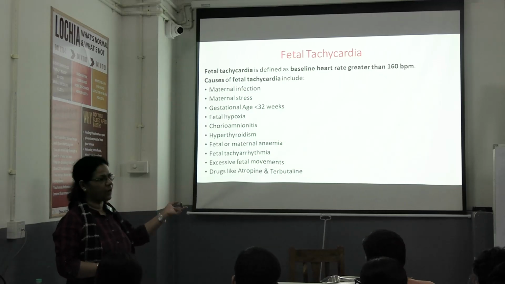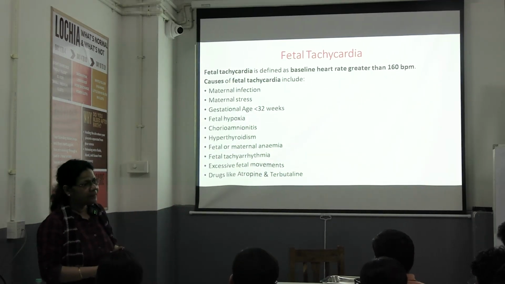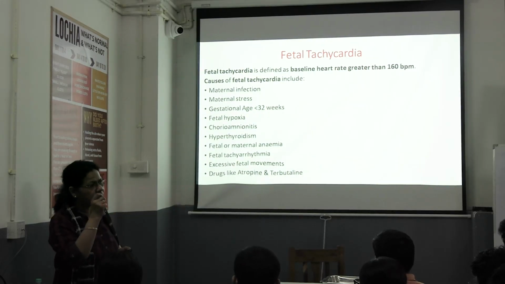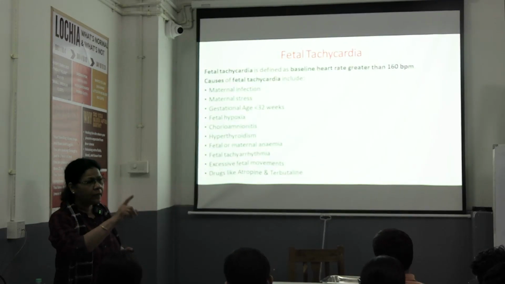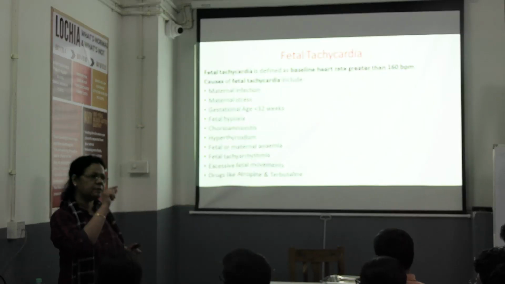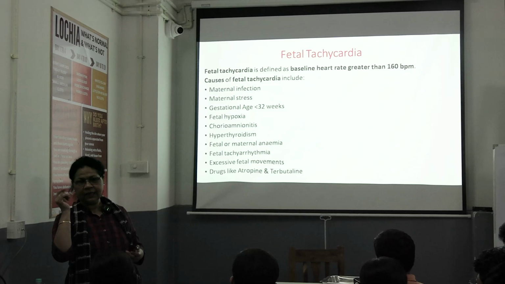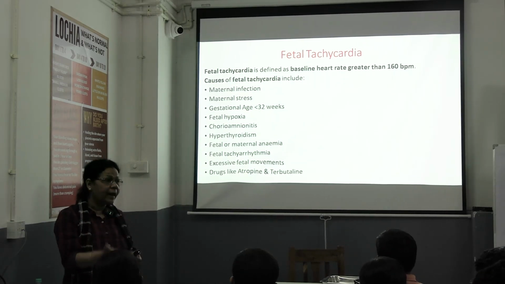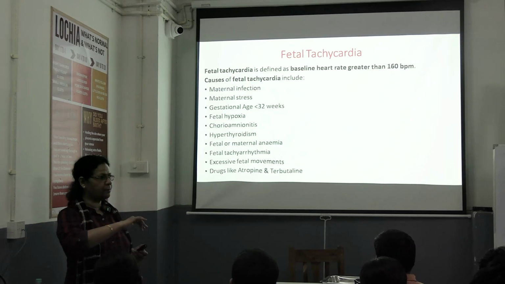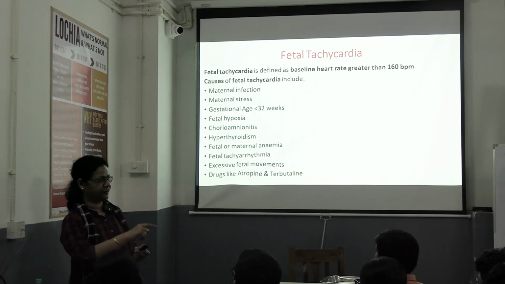And terbutaline. Terbutaline is a sympathomimetic. It is a beta-2 stimulant. So if you give that, heart rate might go up. Why do we use this? Terbutaline is sometimes used to reduce the uterine contractions. It is given to the mother. Then the heart rate of the fetus may go up. So don't get surprised. You have created it. So this is the drug effect.